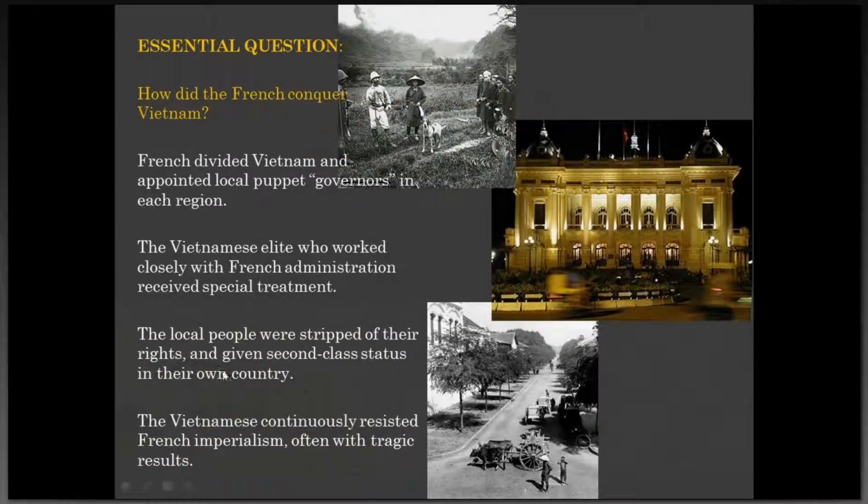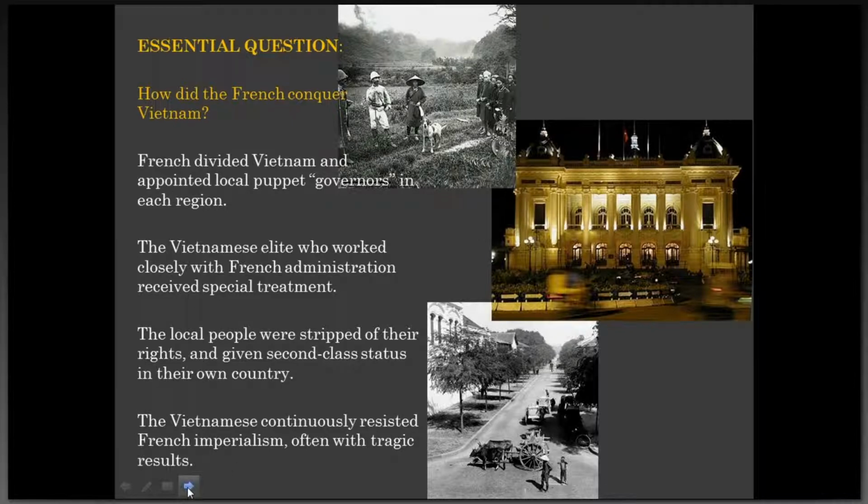Furthermore, there's a divide and conquer approach to the magisterial governance of Vietnam. So you have the French putting Vietnamese local landlords in charge of their subordinate Vietnamese workers, and these are sort of puppet magistrates, if you will. And the Vietnamese elite who worked closely with the French received special treatment and benefited substantially, and then the working class people were stripped of their rights, given second-class status.